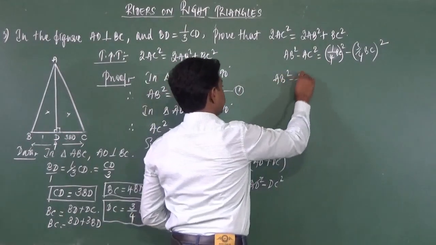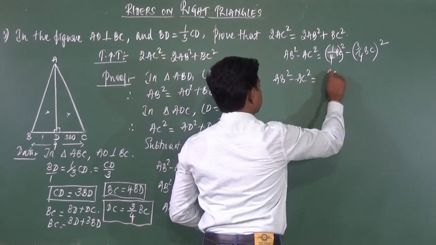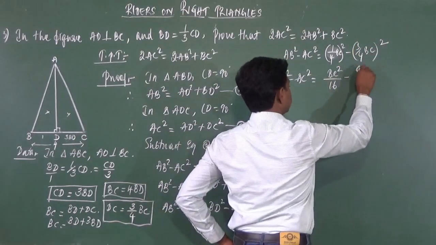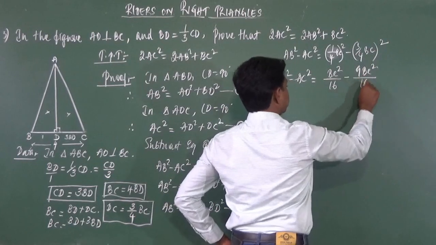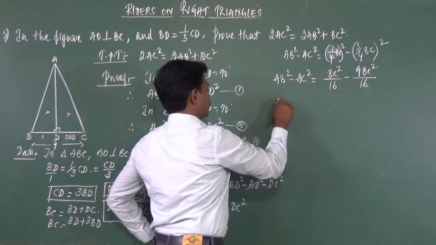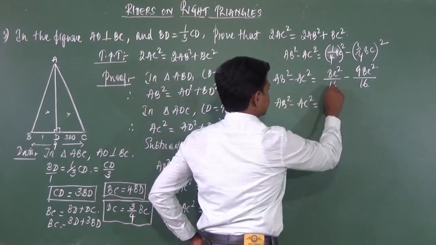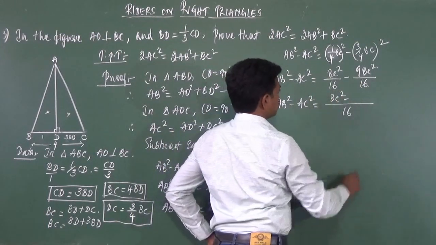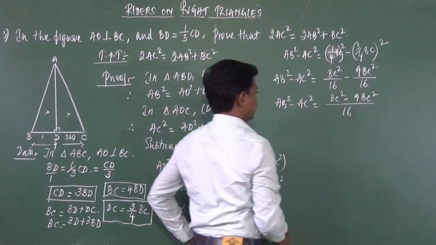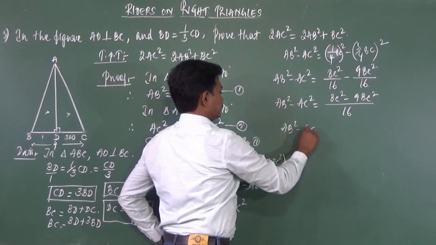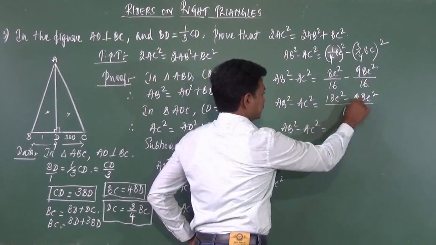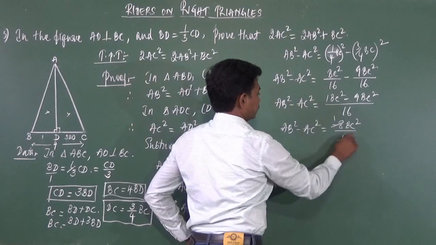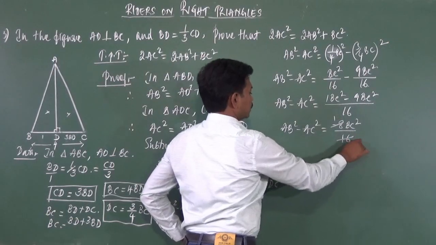So AB square minus AC square is equal to BC square by 16 minus 9 BC square by 16, right? Very simple. For 16 and 16, the LCM is 16. So BC square minus 9 BC square. So AB square minus AC square is equal to 1 BC square minus 9 BC square, which is minus 8 BC square by 16. So minus 8 ones are minus 8, and minus 8 twos are 16.